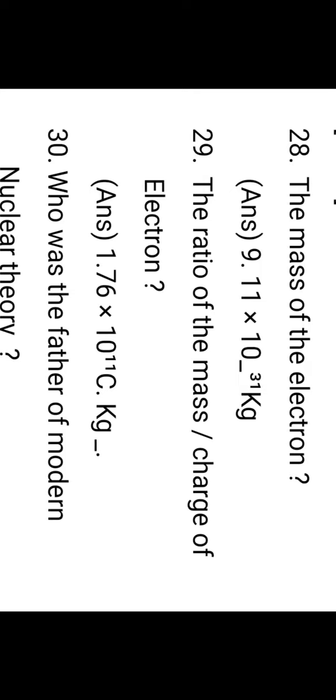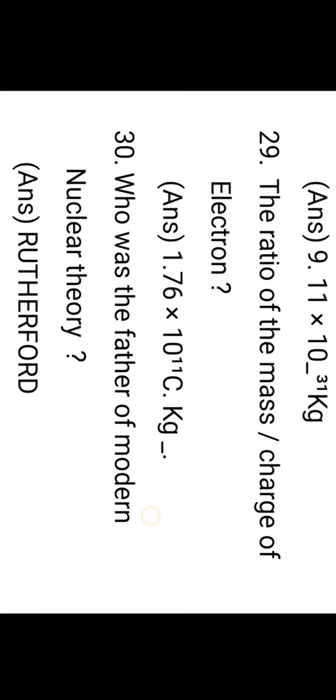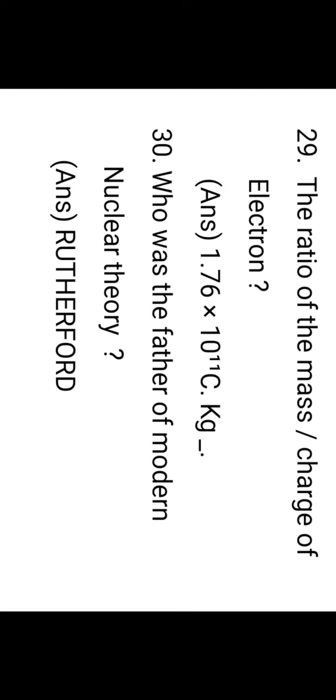The next question. The mass of an electron is 9.11 into 10 to the minus 31 kg. The charge of the electron is 6.602 into 10 to the power of minus 19 coulombs. The next bit. The ratio of charge to mass of an electron is 1.76 into 10 to the power of 11 coulombs per kg. This is also a most important bit.